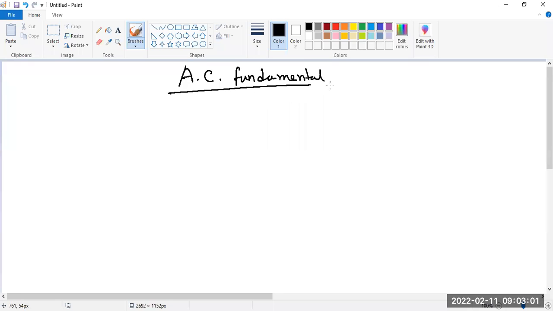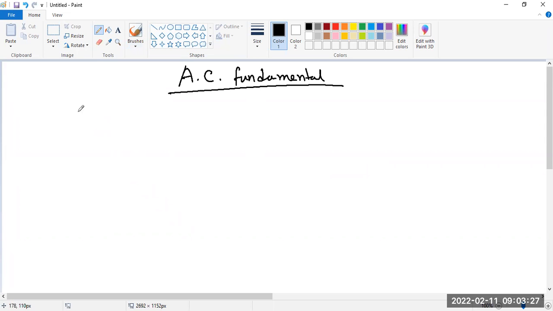Because in these courses, throughout this BTech and after this BTech, you have to deal with so many signals, so you should have a sound idea regarding this. That's why we're going to discuss. Look, first, how AC is generated.